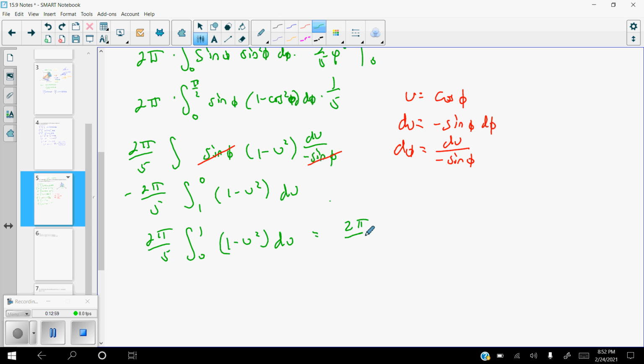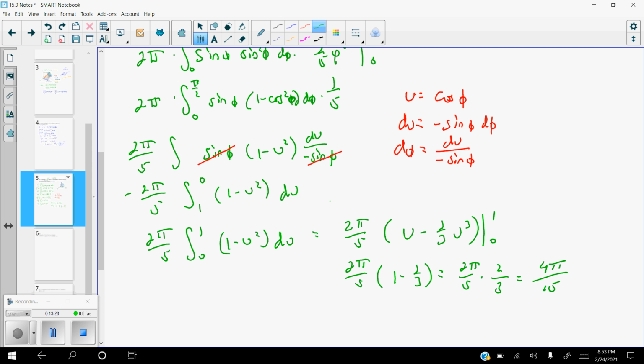We'll have 2 pi fifths. Antiderivative is going to be u minus 1/3 u cubed from 0 to 1. Fortunately, the 0 will make all the u's go away, so let's just plug the 1 in and see what we get. 2 pi fifths, 1 minus 1/3, which is 2/3, so we get 2 pi fifths times 2/3, which should be 4 pi over 15. And because this one had an actual density function, we have just found the mass using spherical coordinates.